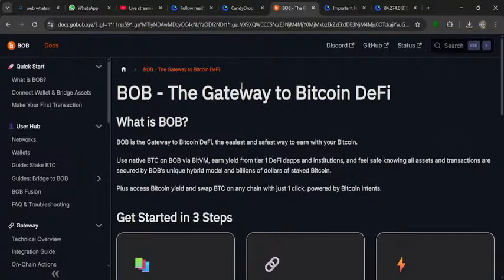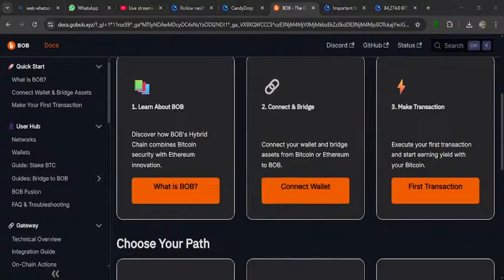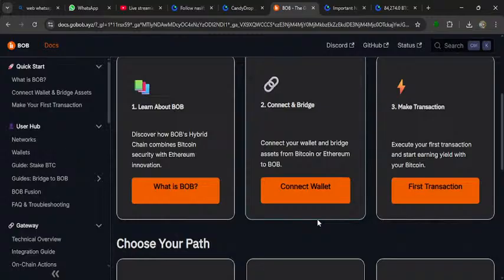Bob the Gateway DeFi. What is Bob? Bob is the gateway of DeFi, the easiest and safest way to earn on your Bitcoin. Connect your wallet and bridge assets from Bitcoin or Ethereum. Execute your fast transaction and start earning yield with your Bitcoin.